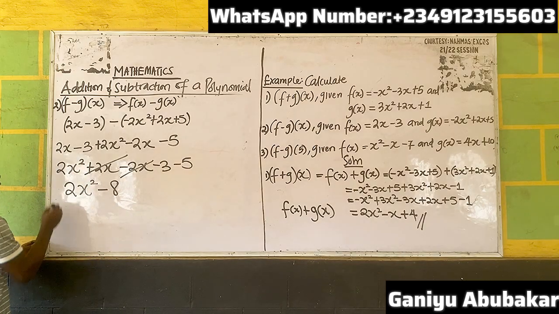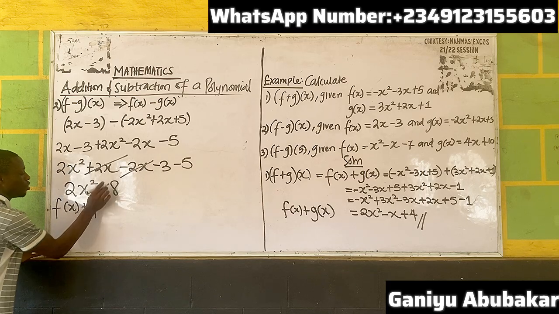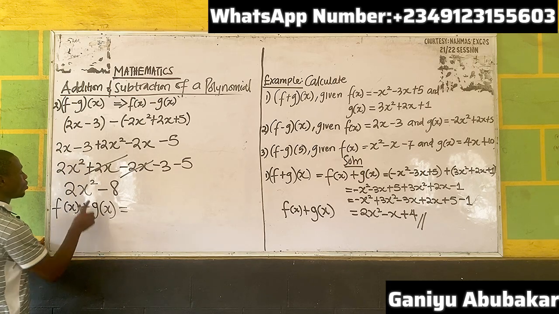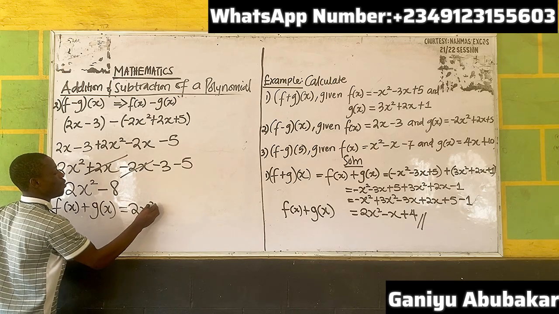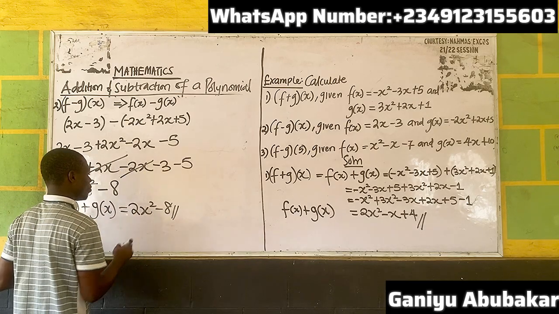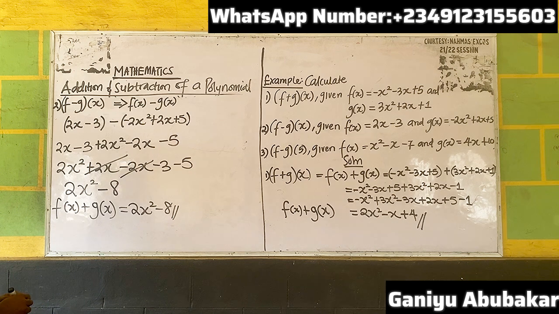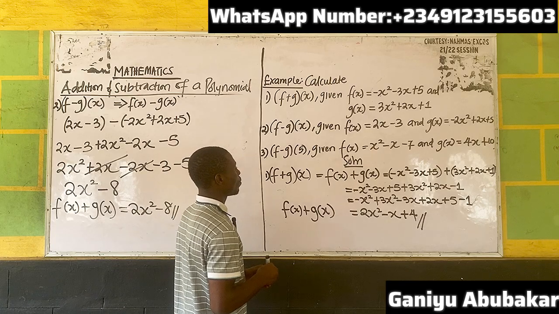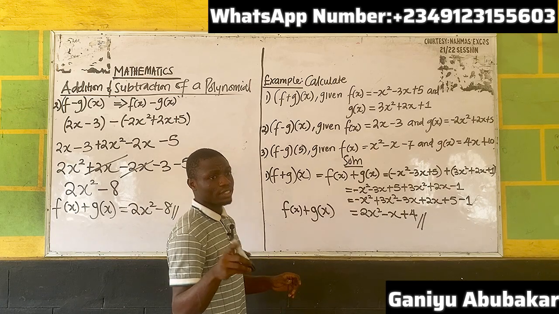So the answer to f of x minus g of x for question 2 is 2x squared minus 8. This is how you solve question 2. Let's do question 3. Now, here's the task.